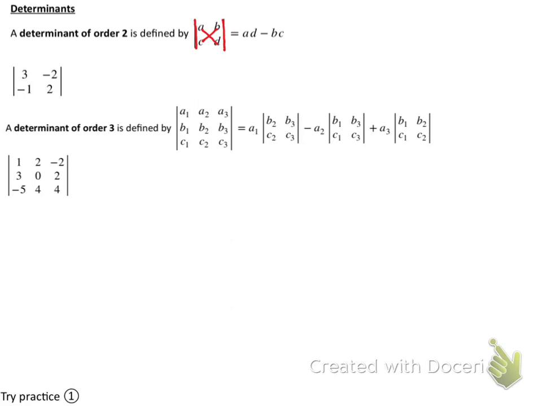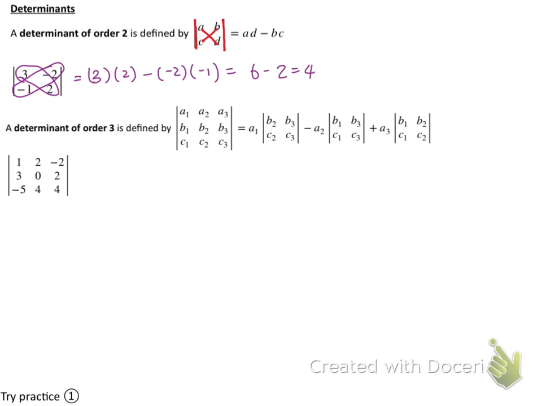So for example, I have this determinant 3, negative 2, negative 1, 2. Then it is 3 times 2 minus the other diagonal, negative 2, negative 1. So this is 6, take away 2, which is 4.